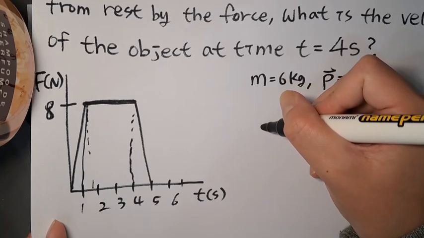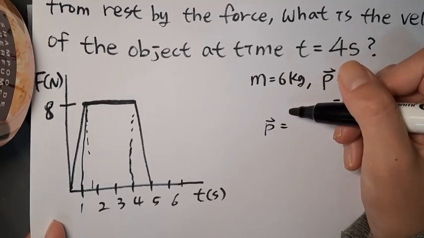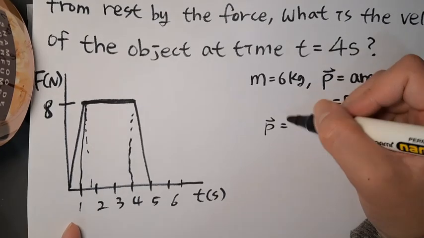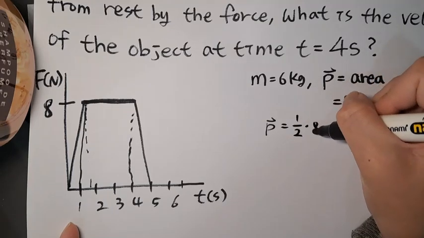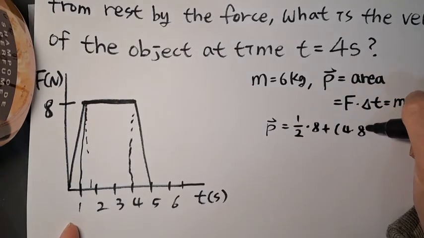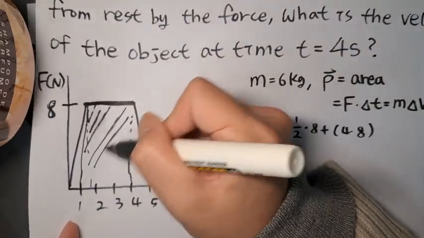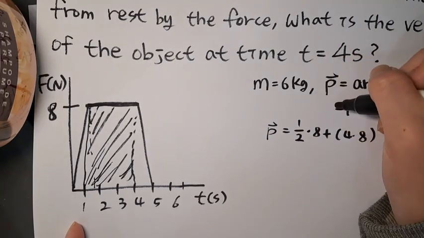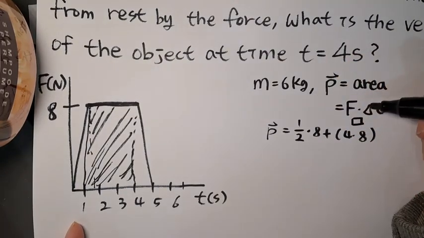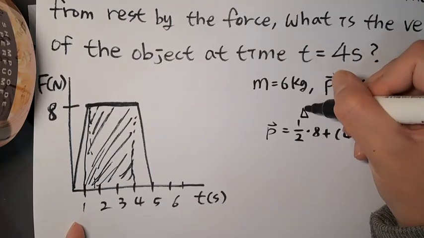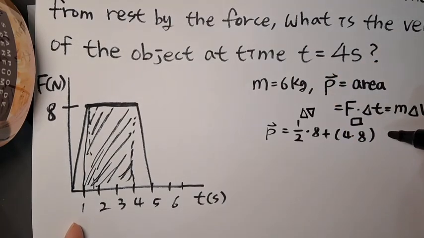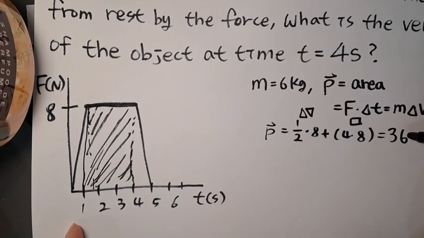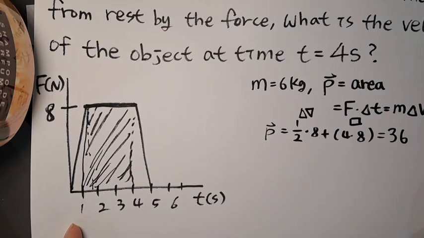So the area is going to be this. This is going to be a rectangle, and this is going to be the sum of two triangles. So 36 is going to be the momentum.